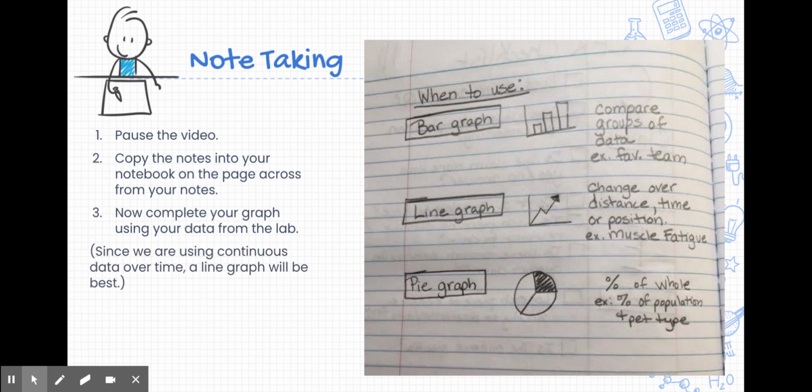Make sure you use your data from your muscle fatigue lab and you create a line graph. Remember a line graph, you're going to plot your data points, and once the data points are plotted, you will then connect the dots using a straight edge ruler.